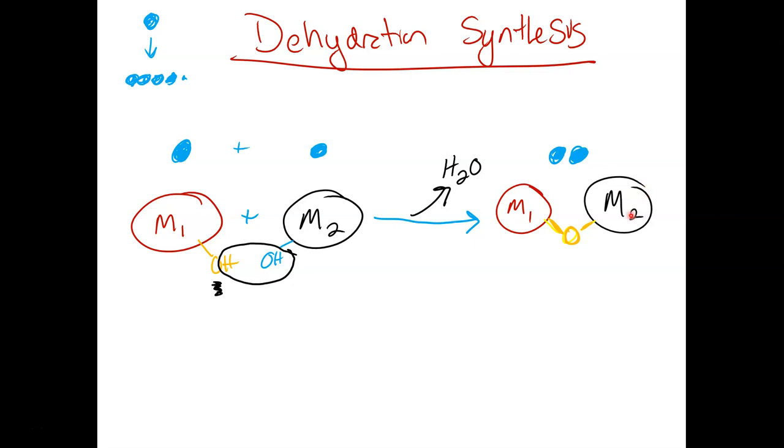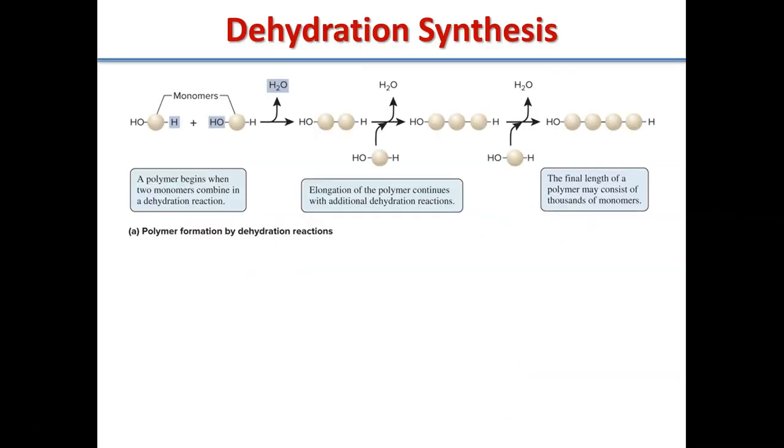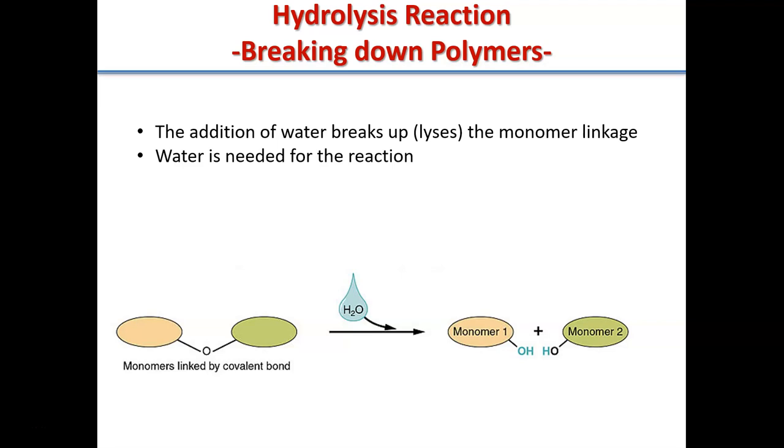Okay? If that is confusing, then definitely rewatch this portion of the lecture. Dehydration synthesis here, this is just an image from the book, kind of re-showing that. So they kind of got rid of our O here, but again, OH, OH, you remove the H2O, now you can link these together. So that's how you build up a polymer.